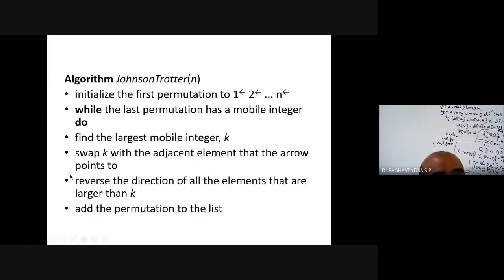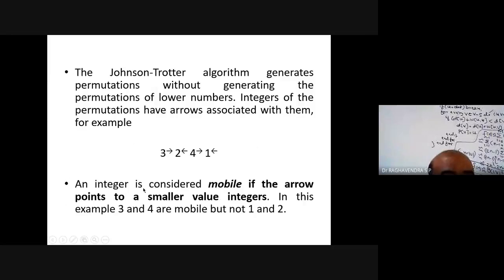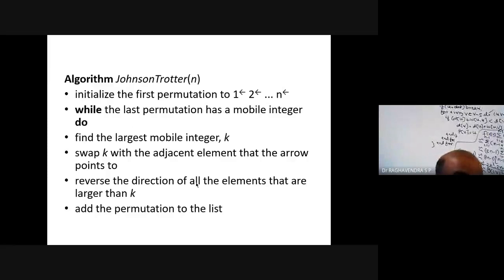Now reverse the direction of all the elements that are larger than k. Once we have done that, reverse the direction of the elements that are larger than k. So here, 4 is the largest, there is nothing larger, so nothing gets reversed. Okay, suppose there was 5, then the direction of 5 gets reversed. Next, add the permutation to the list, so that will be taken.